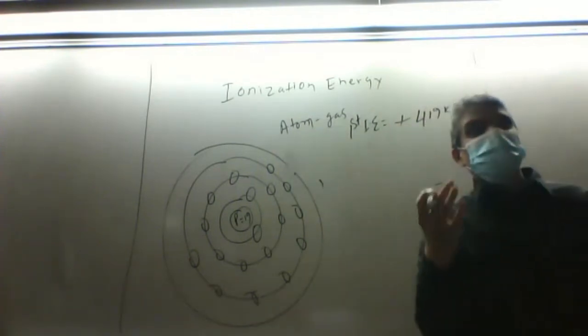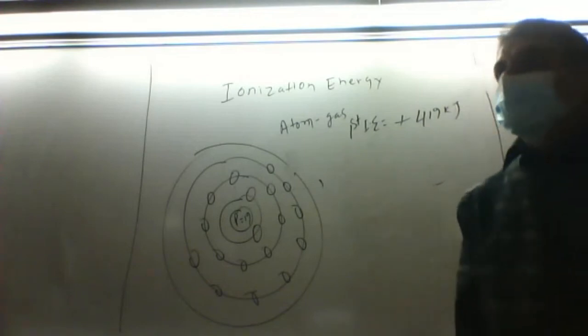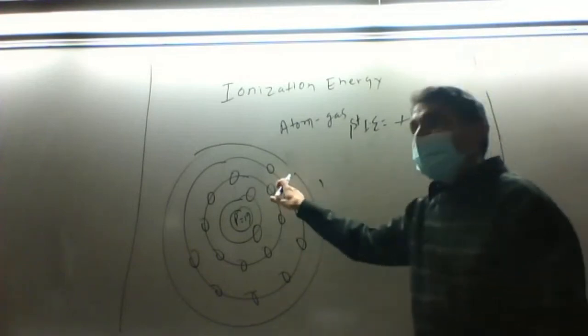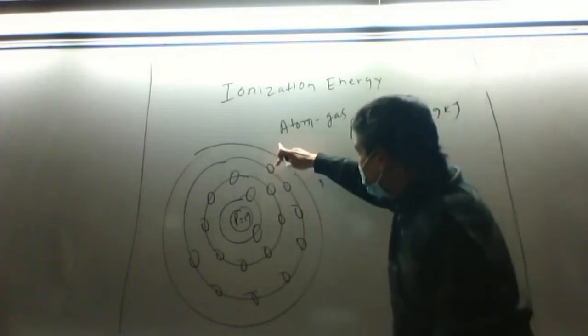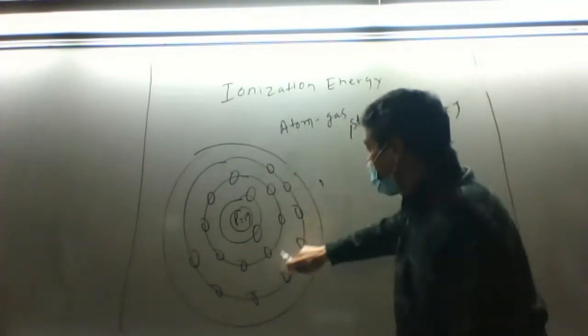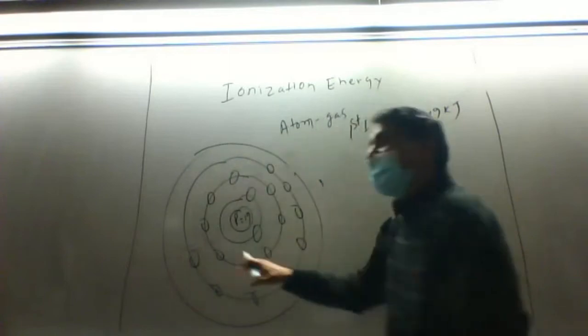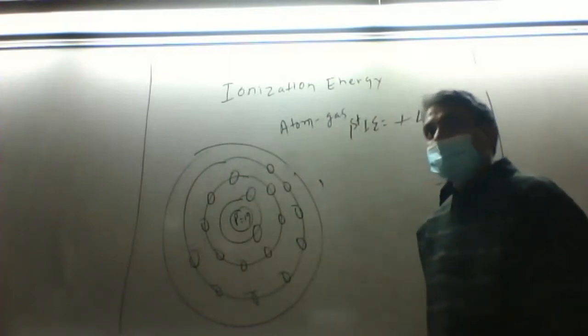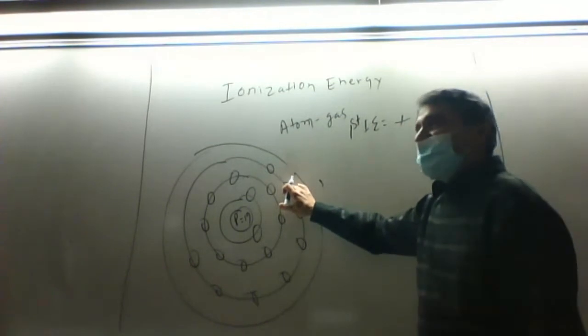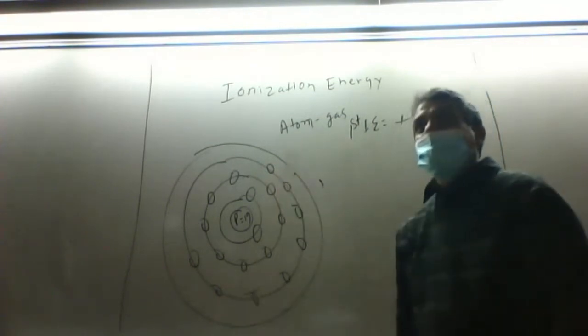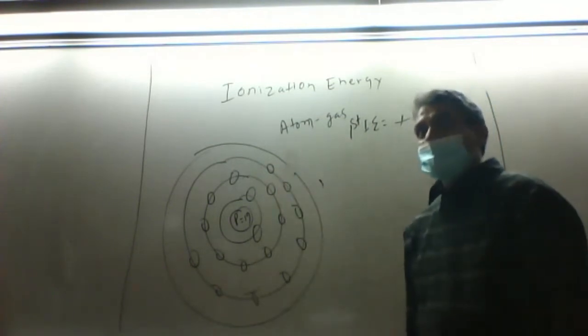Now, if I want to remove another electron, from where should I remove that electron? From here, right? You see that this orbit already has 1, 2, 3, 4, 5, 6, 7, 8, a kind of full shell. So it takes a lot of energy to take an electron out from the inner full shell. Yeah, so that's a full shell.